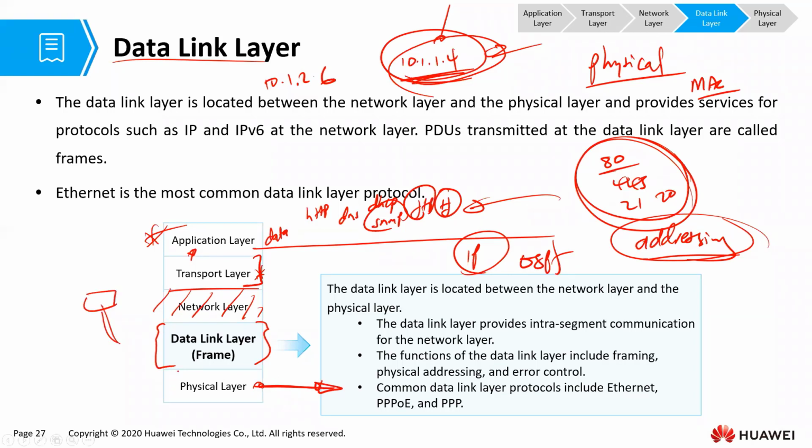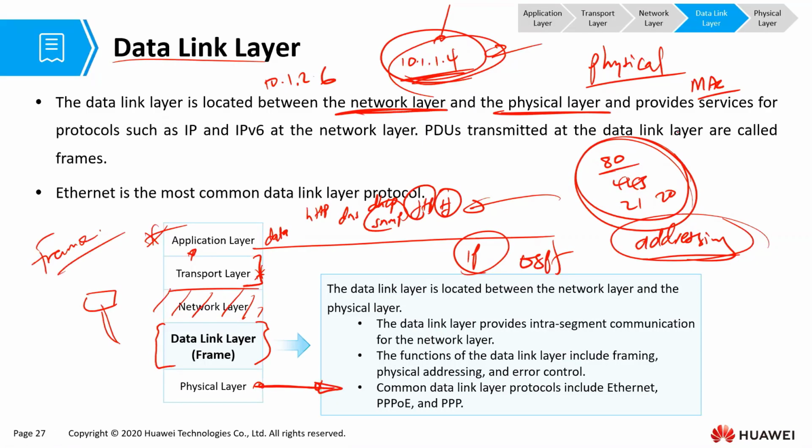It is the one where protocols like PPPoE will work to change your data into a frame, to change your packet into a frame, which will later on be changed into bits and transmitted over the physical medium. So the data link layer is located between the network layer and the physical layer. And it provides services for protocols such as IPv4 and IPv6 at the network layer. I told you layers below provide services to layers above.